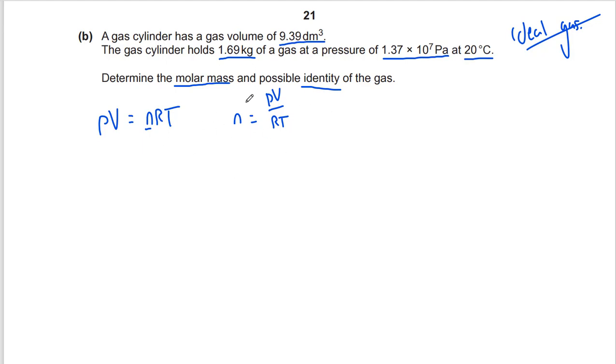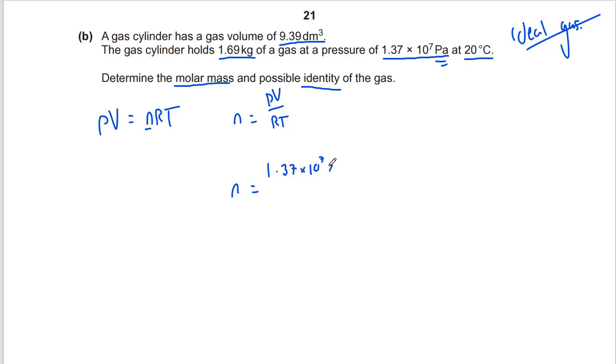From this, we just need to plug in our numbers, ensuring we use the correct units. And this is the biggest issue with these questions, I find. So let's start with the pressure. The pressure is in pascals, and that should be in pascals, so we're good. We can leave that as it is. So 1.37 times 10 to the 7 goes here on the top.